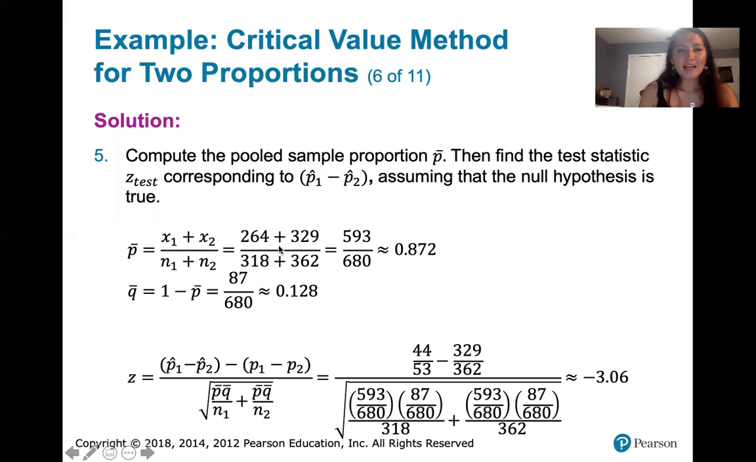So if we add the number of successes in each group and add the sample sizes of each group, we get 593 accurate orders out of 680 orders, which is a P bar of approximately 0.87. So that is our best guess of what P1 and P2 are both equal to. And Q bar is just the complement of that. So once you have P bar and Q bar, you substitute those into the formula for our test statistic Z. This is just going from that sampling distribution of P1 hat minus P2 hat to a standard normal distribution, assuming that the null hypothesis is true.